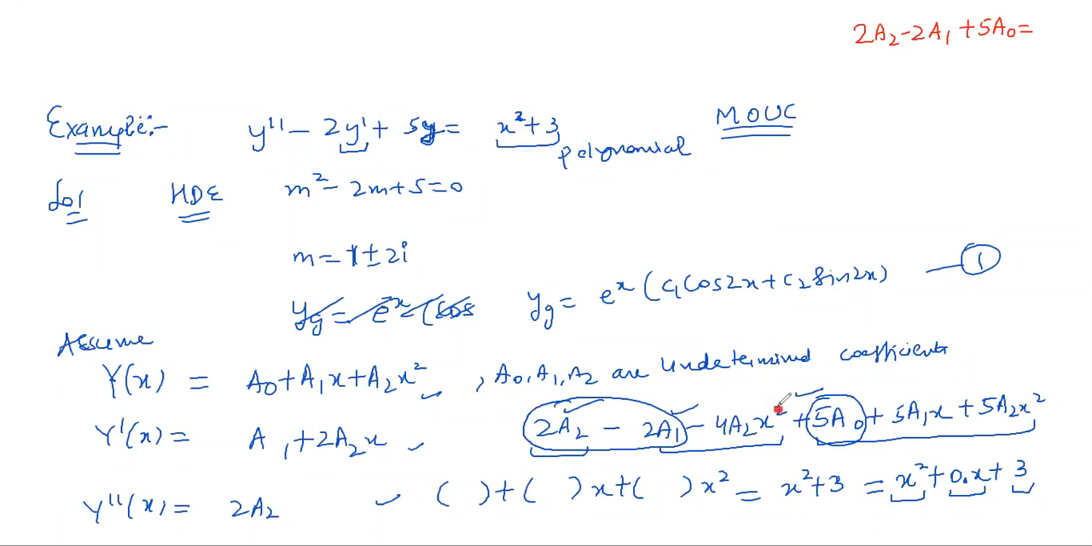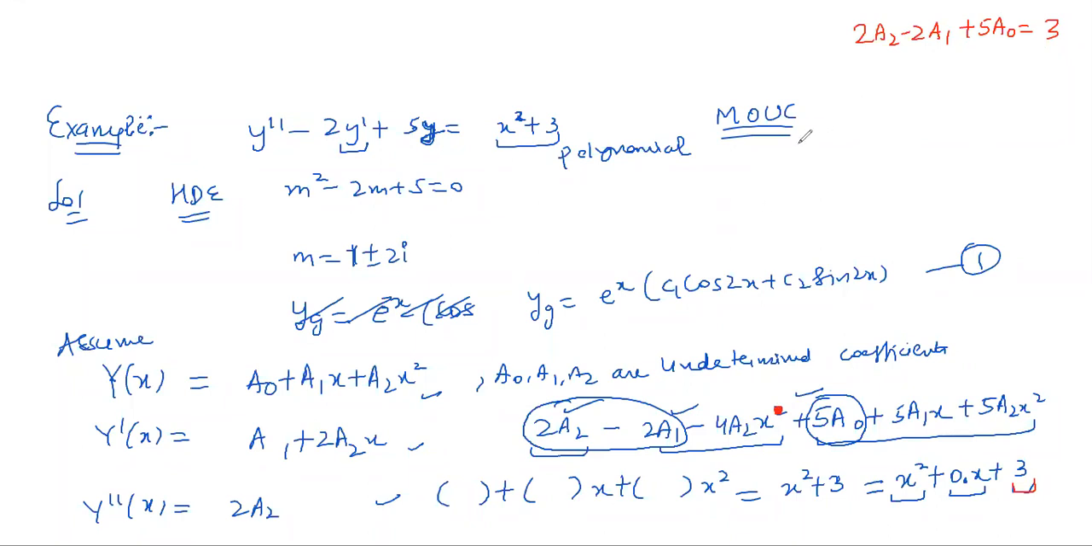Okay, yeah, this is x, not x square. Yeah, that was a mistake. I corrected. Yes, thank you. Okay, so the constant term is 2a2 minus 2a1 plus 5a0. What is the constant term on the right hand side? This is 3. So comparing constant terms on both the sides, left and right, I get my first equation.